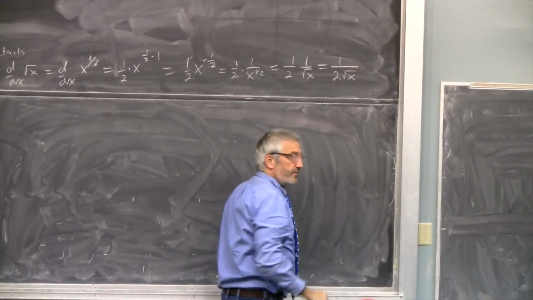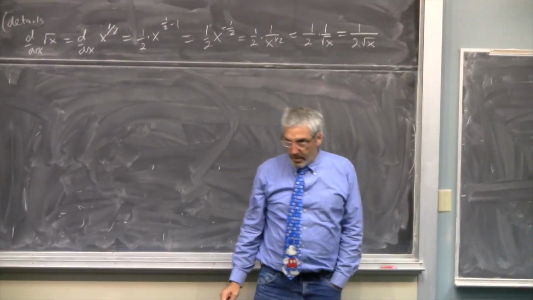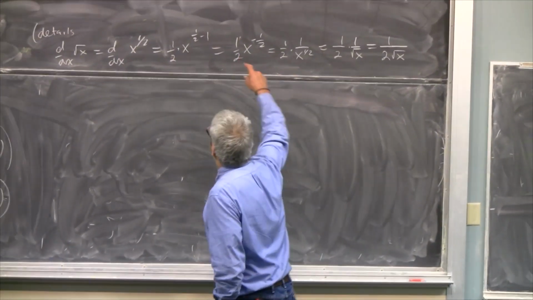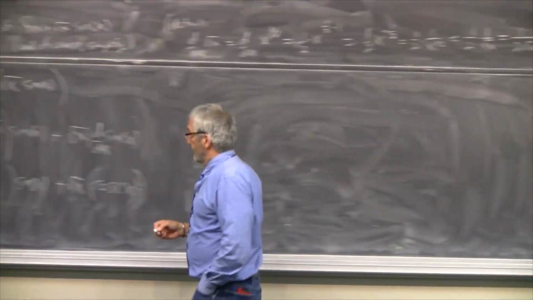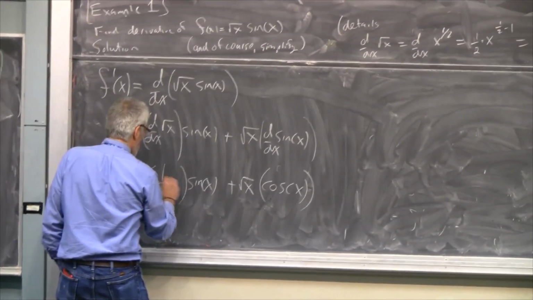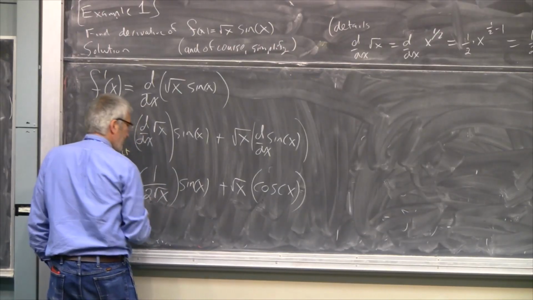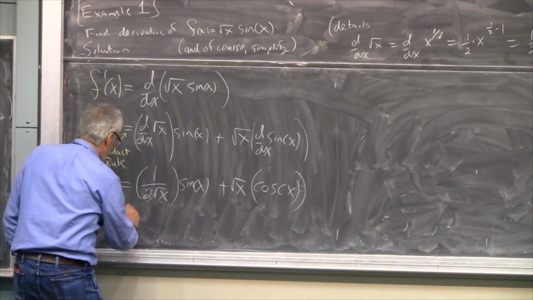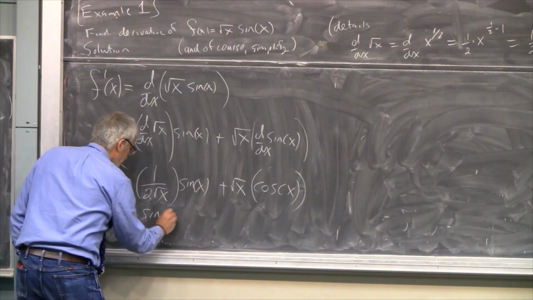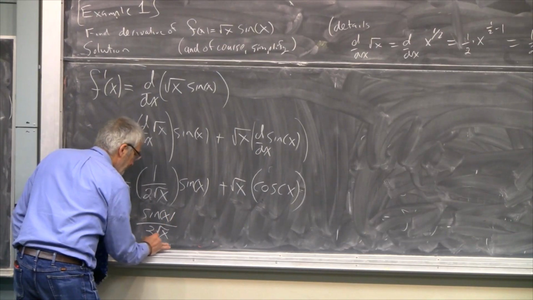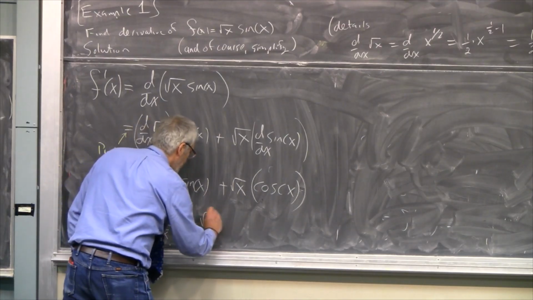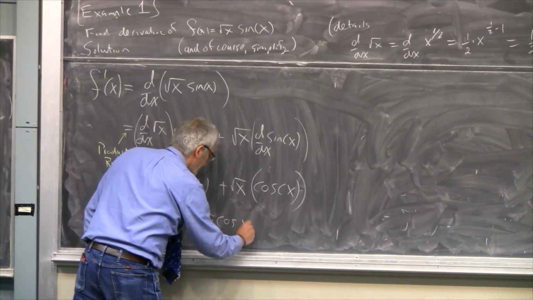We've done this derivative a few times last week. So all that stuff could be off to the side. So 1 over 2 square root of x. So I can simplify this as sine x over 2 square root of x plus square root of x times cos x.